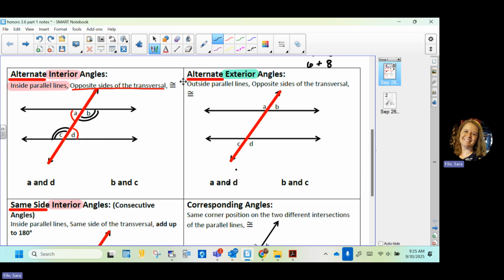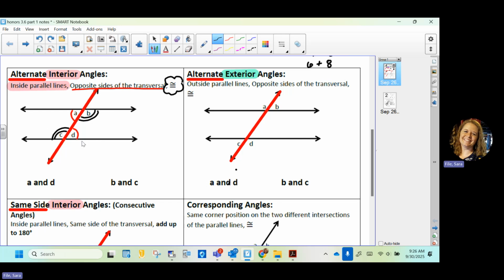So the big thing here is that they are congruent to each other. You need to write the word congruent. If you forget what that symbol means, write the word congruent. These are your two sets, A and D and B and C, in this image. They are on alternate sides of the transversal and they are inside the parallel lines.